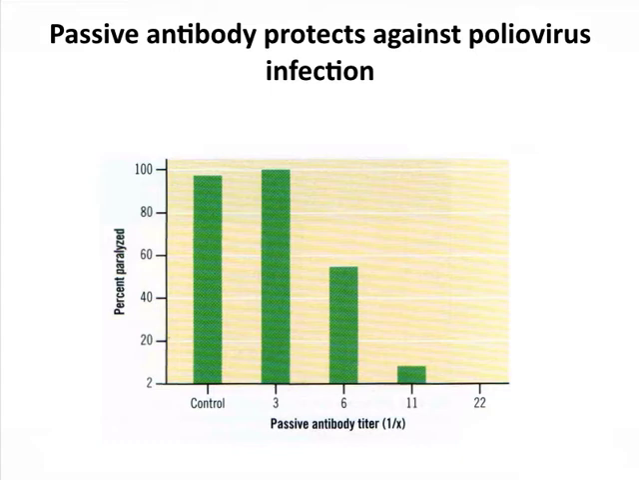So the control animals are all paralyzed, 100%. They got no antibody. Those animals that received a low amount of antibody, again, they're mostly paralyzed.